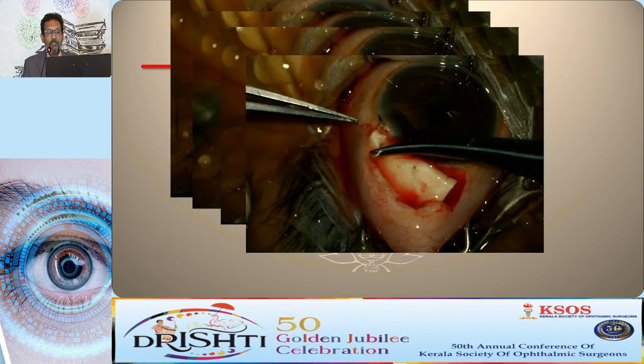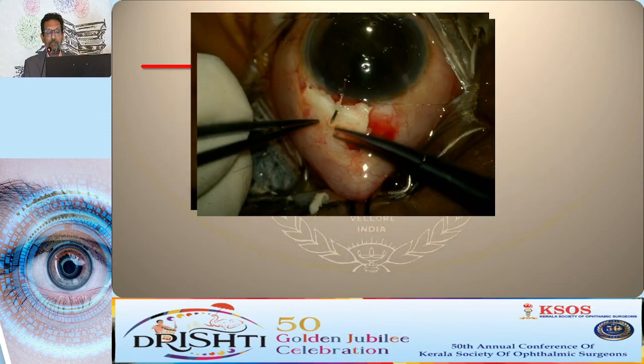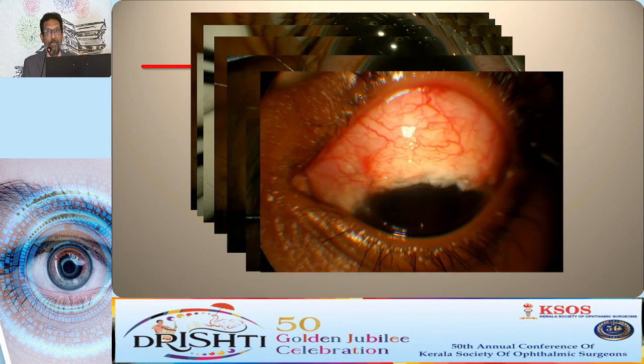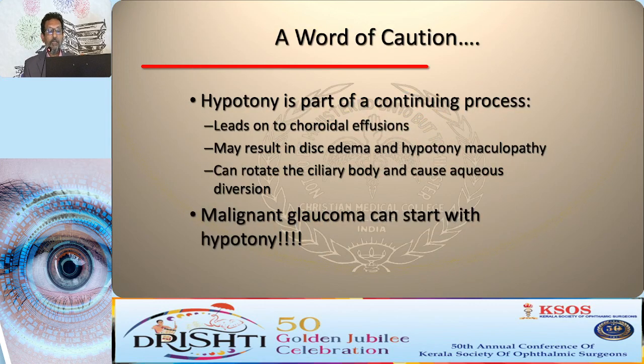I've just got a series of photographs to show you how the scleral patch graft is done. It's important to suture at the limbus and also to put a conjunctival mattress suture. And finally, a word of warning. Hypotony is a continuing process. It leads on to choroidal effusions. The choroidal effusions can cause rotation of the ciliary body. This can cause aqueous diversion, and therefore hypotony can lead to malignant glaucoma.